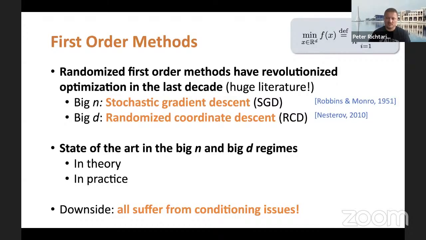When you think about problems where n is huge, then you think of methods such as stochastic gradient descent, which dates back to Robbins-Monro 70 years ago. And when you think of big d, then randomized coordinate methods or randomized subspace descent methods more generally, popularized by Nesterov from 10 years ago, become the state of the art. They are state of the art both in theory and in practice. So you wouldn't use the non-randomized versions anymore because the randomized versions are really much better. But the downside of all of these first order methods is that they all suffer from conditioning issues. So what do I mean by this?